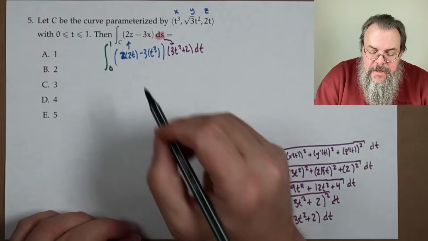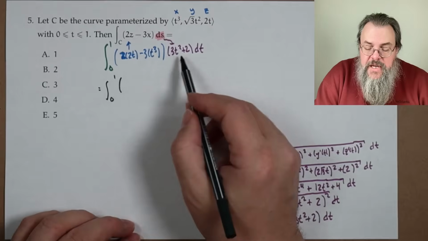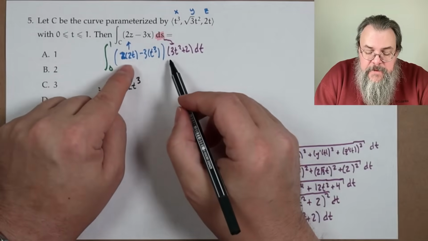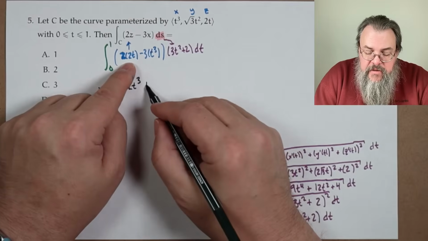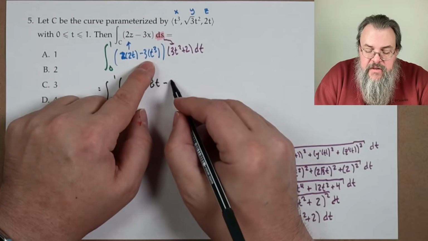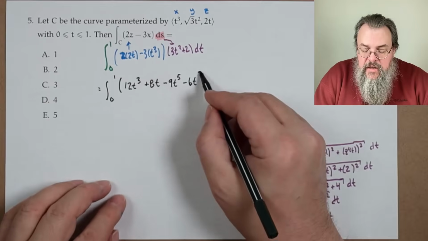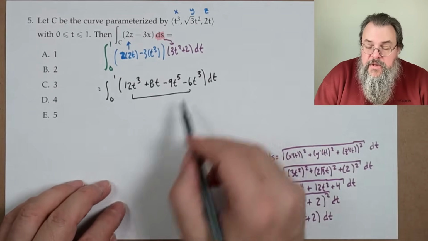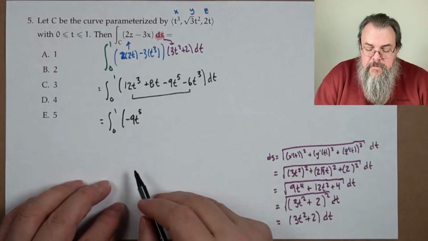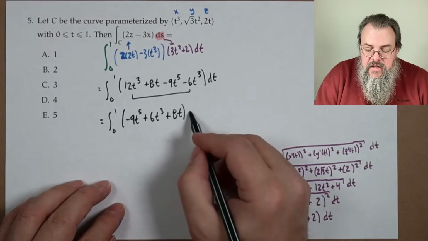All right, so first off, we'll FOIL. So this is equal to the integral from 0 to 1. We have 4t times 3t squared, and that makes 12t cubed. Then we'll have 4t times 2, that makes an 8t. Then we have minus 3t cubed times 3t squared, that makes minus 9t to the fifth. And then minus 3t cubed times 2 makes minus 6t cubed. Well, we can put those two together. And so this becomes the integral from 0 to 1 of minus 9t to the fifth, and then 12 minus 6 plus 6t cubed plus 8t dt.